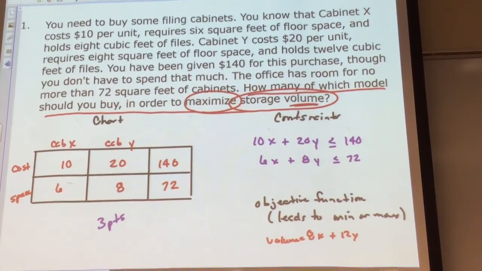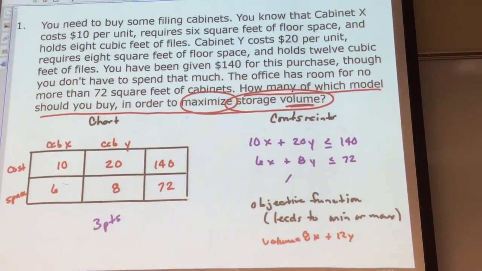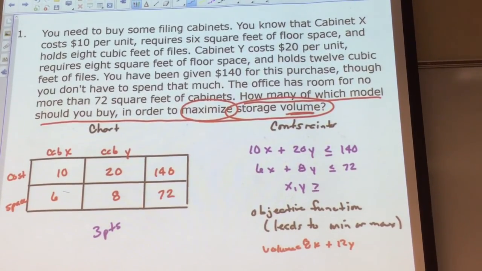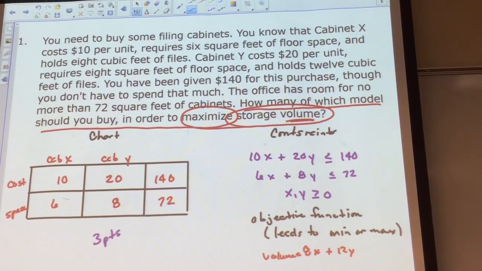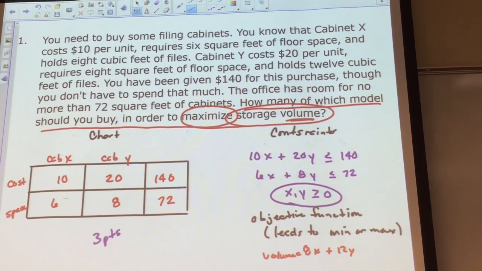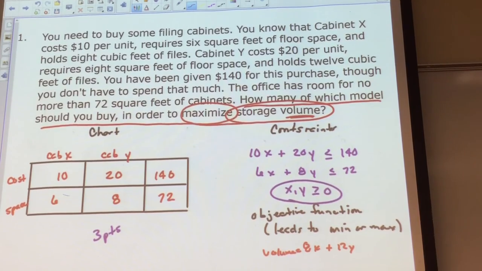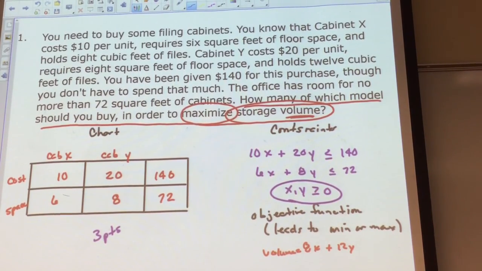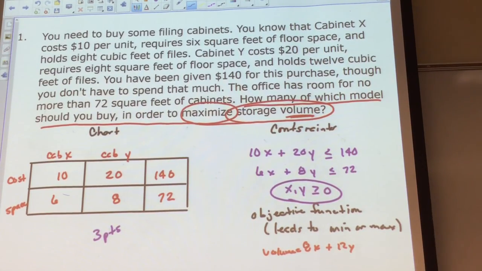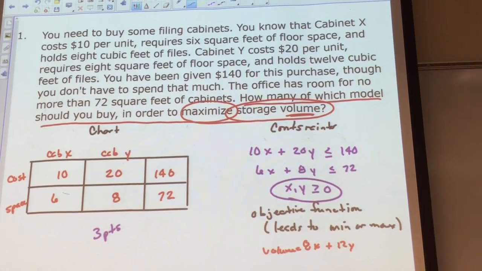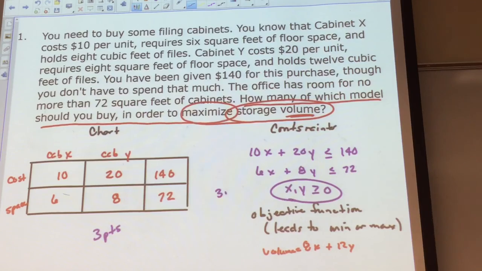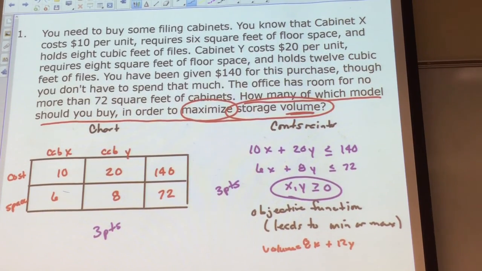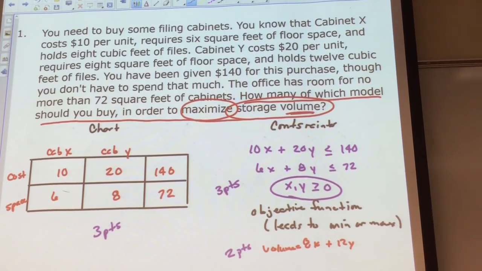And the one thing that some of us forgot to put in, the X and the Y values have to be greater than or equal to 0. That costs them 3 points on the problem. Because the constraints are in the table. But without that extra constraint, you haven't given me all the conditions of the problem. So this is 3 points, and that's 2 points.